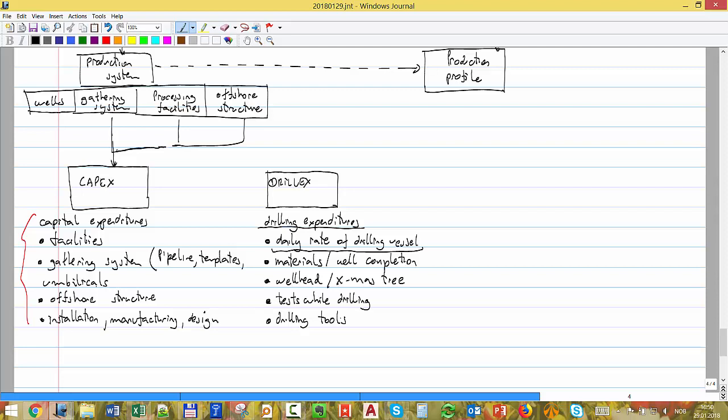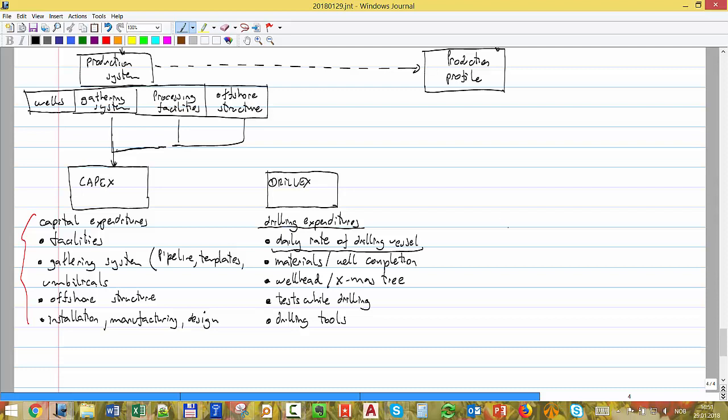You mean logging or testing? You have this DST, drill stem test. If you do logging, if you do mud logging, for example, all these tests cost, and you have to pay if you need some of them, okay?